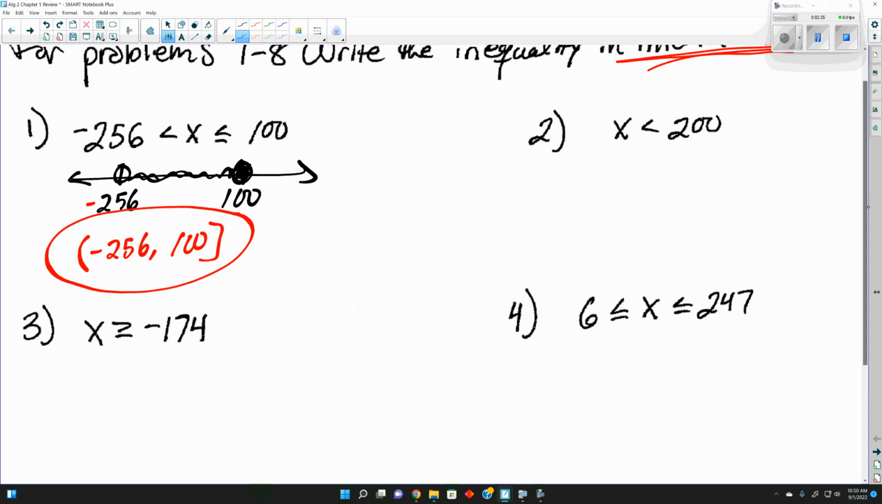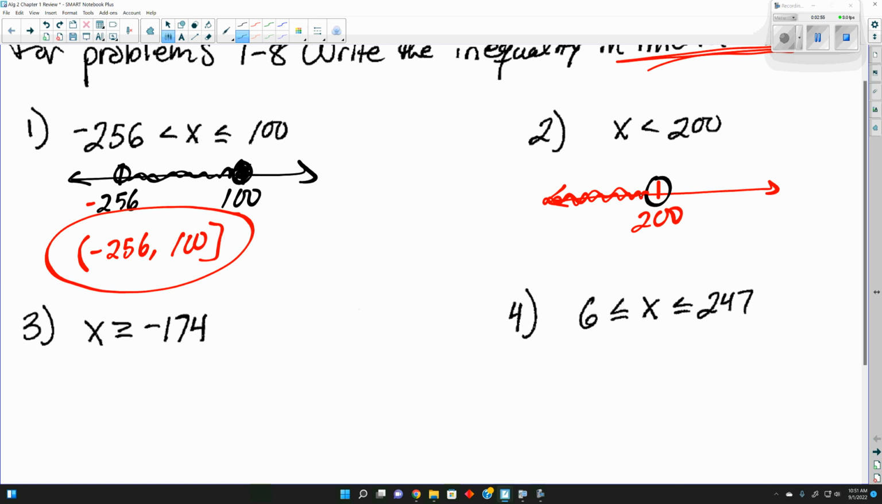Now, guys, up here. Now we can look at 2, because if we wanted to graph this, we only have one number, the 200. At this point, we would have an open or closed point. It would be open because it's not included. Now, would we shade to the right or to the left? Because x is less than, all the numbers less than would be to the left.